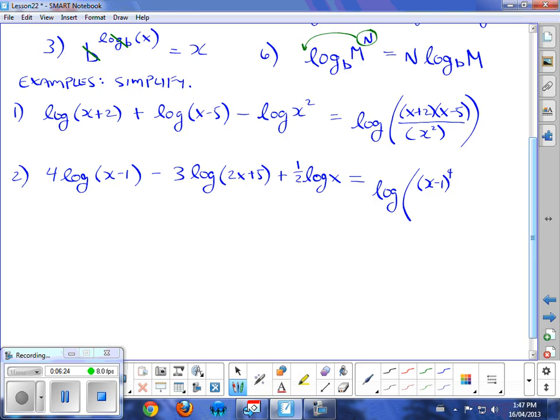The second one is minus, so it means there's division, so it's going to go into the denominator, 2x plus 5, and that would be cubed. And finally, the last one's adding, so it appears on top, and it will be x to the exponent 1/2.